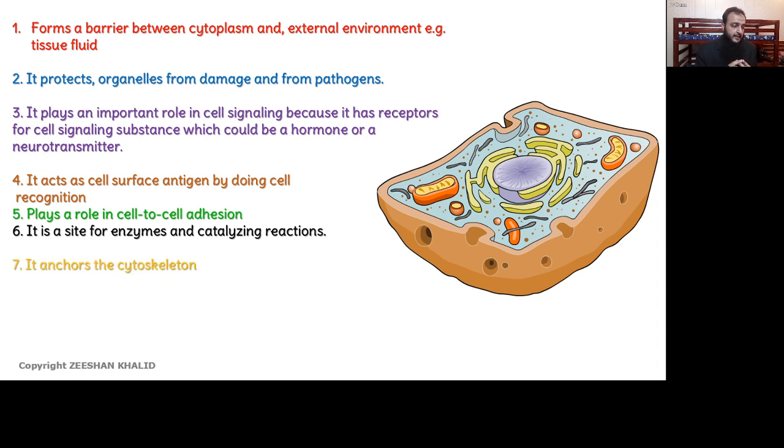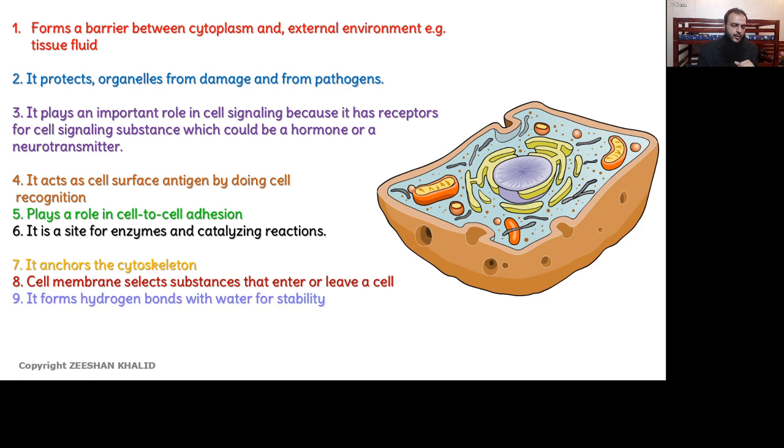Point number 7, it anchors the cytoskeleton. Yes, we agree in our specification we're not supposed to be concerned with the cytoskeleton so much, but generally speaking, the cell is quite a floppy structure. It needs something like a skeleton, and that skeleton is actually the cytoskeleton, and that is held in place by the membrane. Point number 8, the cell membrane selects substances that enter or leave the cell.